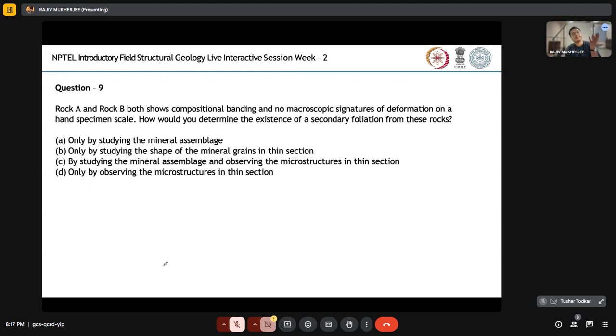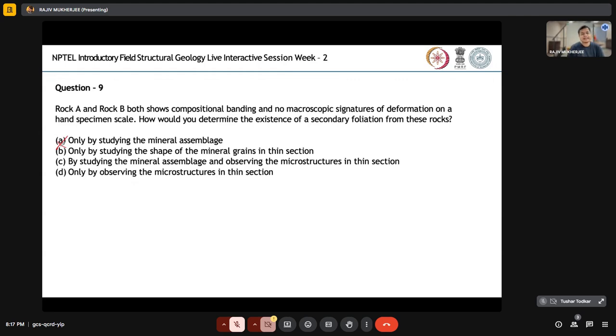I mean, if I give you a sandstone, or say for example a shale and a granitic gneiss, how could you actually differentiate between the two in terms of which one is deformed and which one is undeformed, right? It is very hard to tell only by the hand specimen observation. We need secondary information for this kind of assessment. So only studying the mineral assemblage is not the correct answer.